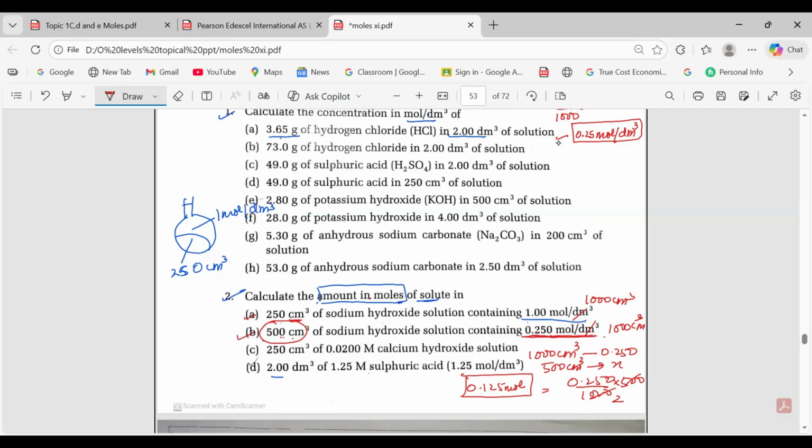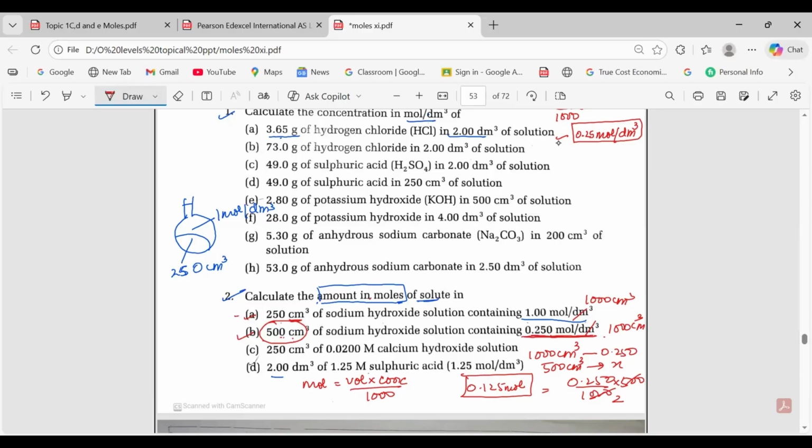Now, in order to simplify this, we have a formula for that. This is actually basic. This develops your concept of moles in solution. But in order to have a shortcut, we have a formula. If you need to calculate the moles in a given volume, then moles equals volume times concentration divided by 1000, because normally the volume is in cm cube and the concentration is in dm cube. So in order to convert dm cube into cm cube, or vice versa, we divide by 1000 to have it in the same unit.